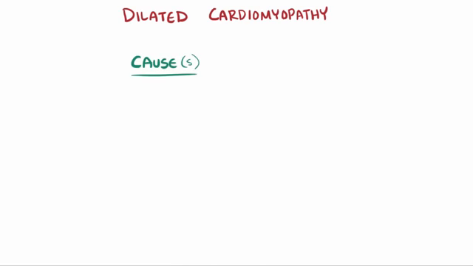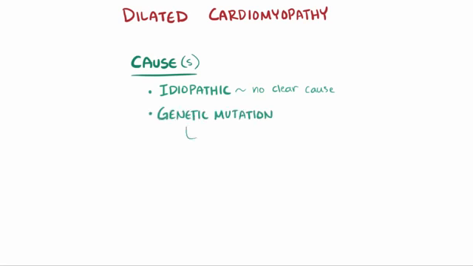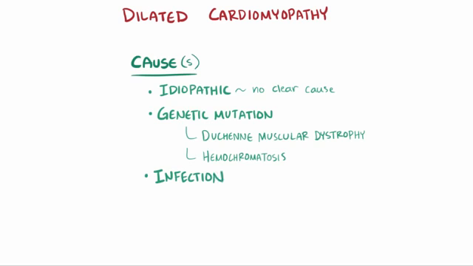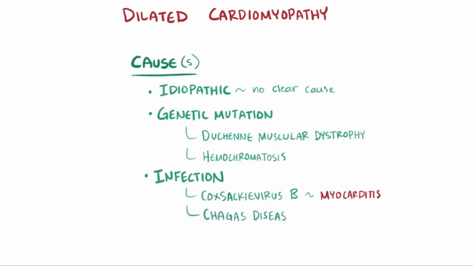As far as causes go, most of the time primary dilated cardiomyopathy is idiopathic, meaning there isn't a clearly identifiable cause. Some cases, though, can be traced back to specific genetic mutations, or genetic conditions like Duchenne muscular dystrophy and hemochromatosis. Also, in some cases, it could be caused by an infection, like Coxsackie virus B, which causes myocarditis, inflammation of the heart muscle, or Chagas disease, a protozoal infection.